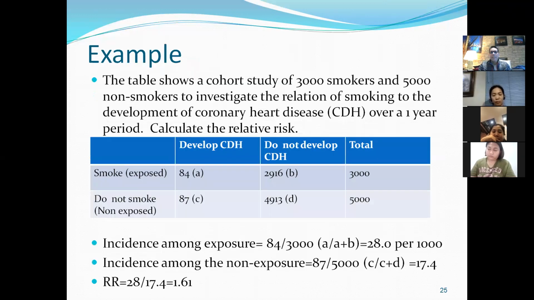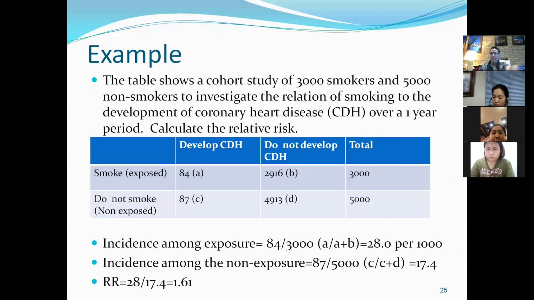So here's the example of relative risk. The table shows a cohort of 3,000 smokers and 5,000 non-smokers to investigate the relation of smoking to the development of coronary heart disease over a 1 year period. Calculate the relative risk. So here, we have the 2x2 table. The ones who smoke are called exposed. The ones who do not smoke are non-exposed.